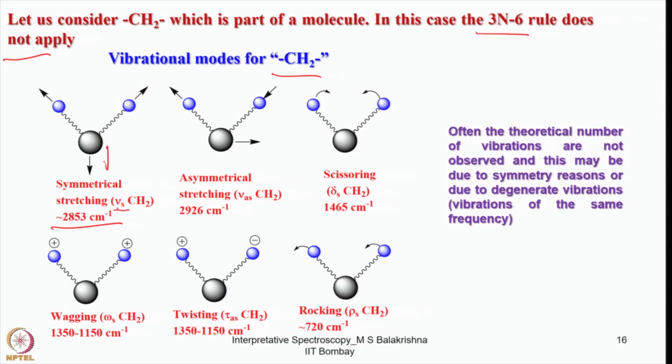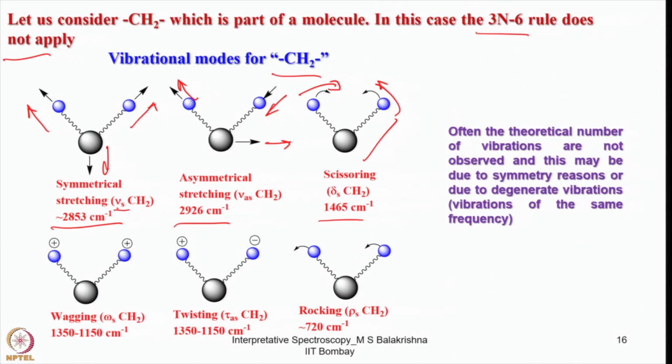You should focus your attention, when I say symmetrical stretching, on how these atoms are stretched and in what direction. And then asymmetrical stretching: one is in this direction, one in that direction. This is called asymmetrical stretching, and here it comes around 2926 centimeter minus 1. And then scissoring, we have delta S equals 1465 centimeter minus 1.